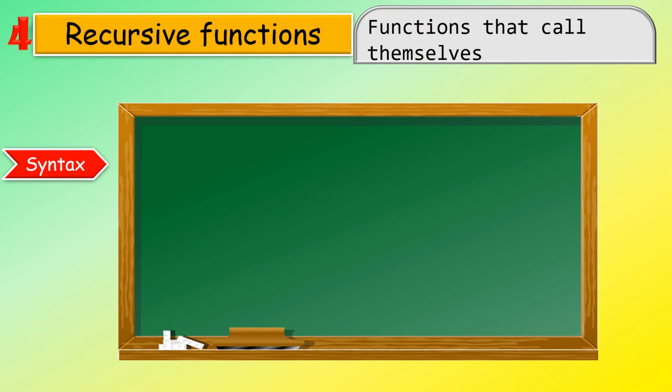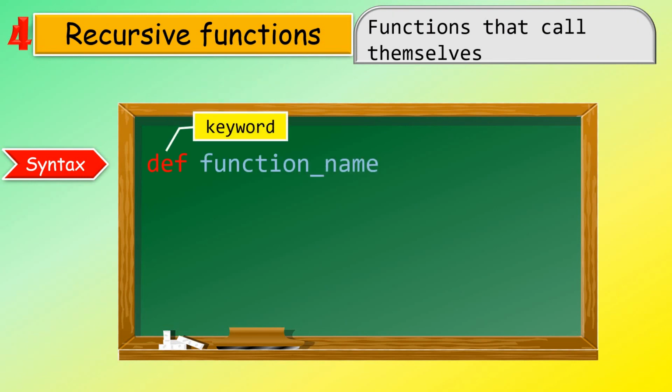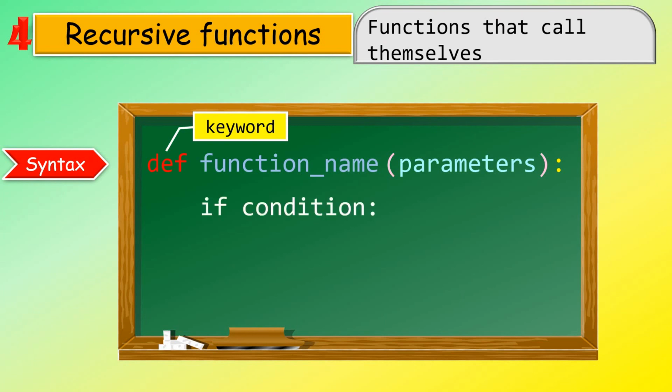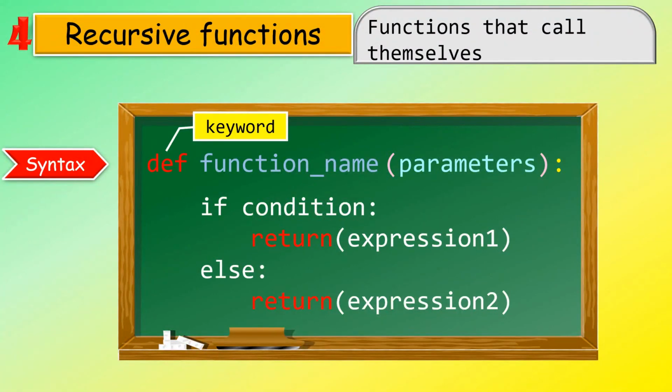First you write the keyword def and then the function name, and within parentheses you place the parameters, and after the parenthesis there is a colon, and in the body of the function there is a condition. So condition always comes with an if statement. If condition colon, and if the condition is true, an action is given. Here I have given as return expression 1. And if the condition is false, that is it is the else part, else colon, there is another action which takes place, return expression 2.